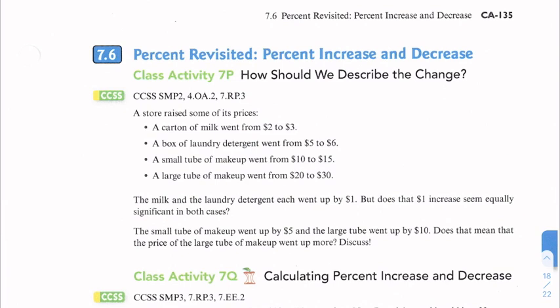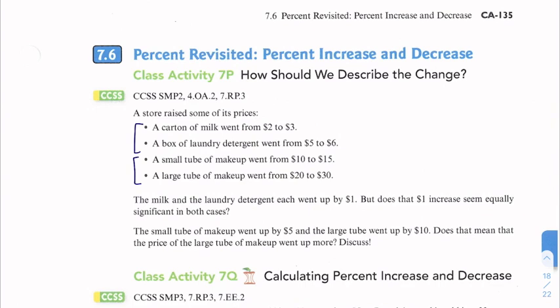So for section 7.6, with the textbook, you will be able to see multiple models, and I'm going to introduce another one through the discussions here. That's going to continue being the percent thermometer. Section 7.6, activity 7p, gives you two pairs of examples. In the first pair, a carton of milk is going from $2 to $3, and a box of laundry detergent went from $5 to $6.